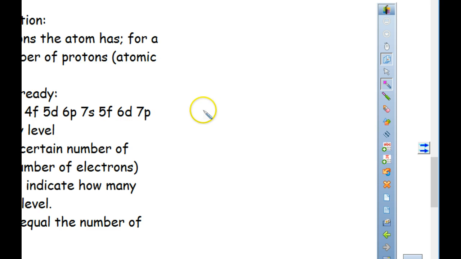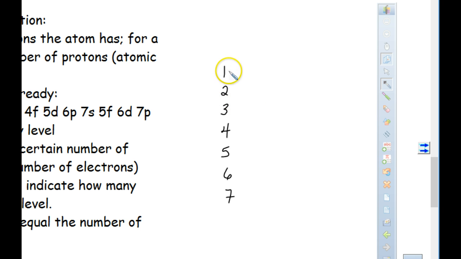So what you would first need to do is draw the numbers 1 through 7 in a column. 1, 2, 3, 4, 5, 6, 7. And like I said earlier, the number of the main energy level determines the number of sublevels. So this is the main energy level we're looking at.